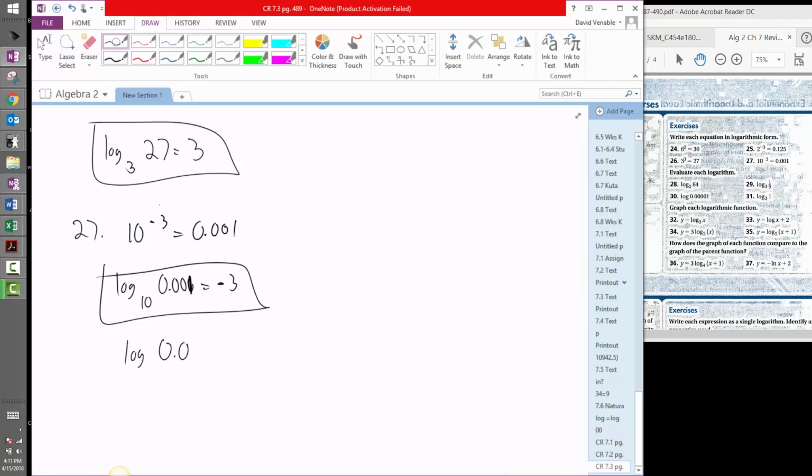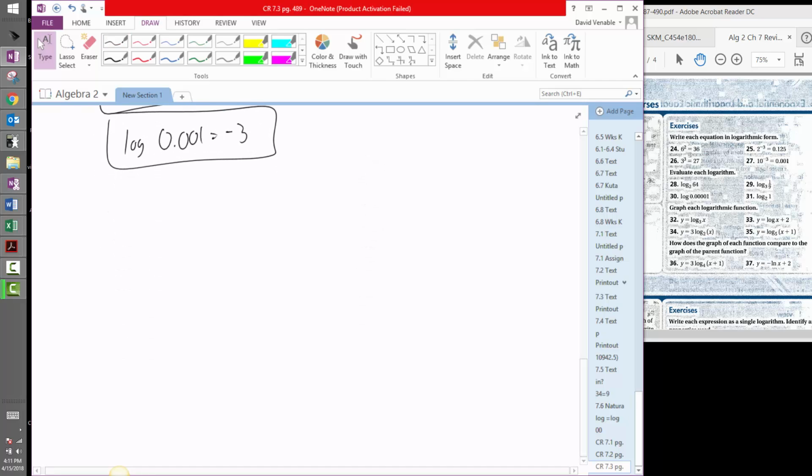0.001, or 1,000th is the proper way to say that, equals negative 3. Both of these are correct. But please know, like we practice a lot, please know that whenever there's not a base, it's understood to be base 10. Okay, that's how we're flying through these.